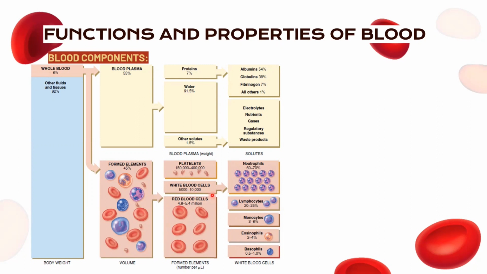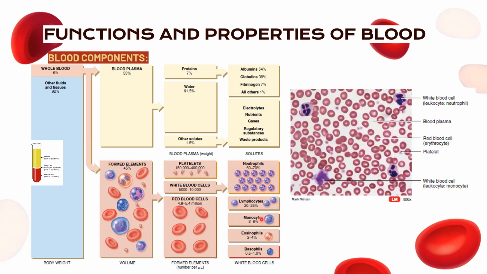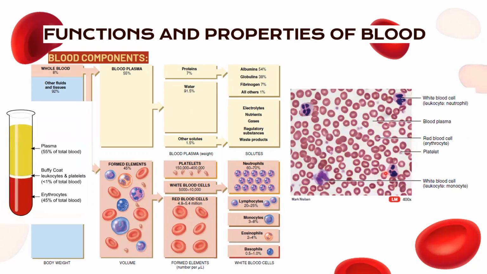And your white blood cells have different types: neutrophils, lymphocytes, monocytes, eosinophils, and basophils, which we will discuss in a while. Here are the different cells: leukocyte, RBCs, the ones in red, and the smaller ones would be your platelets.